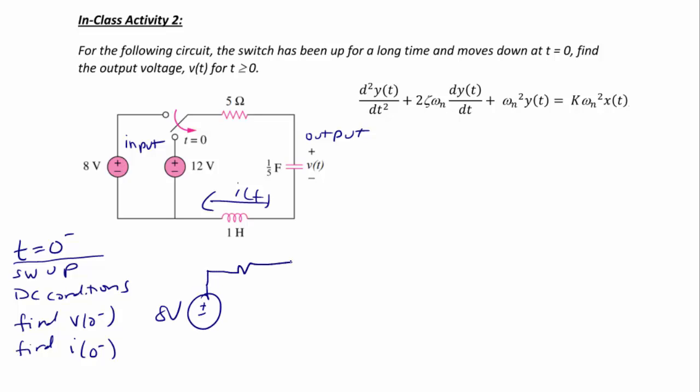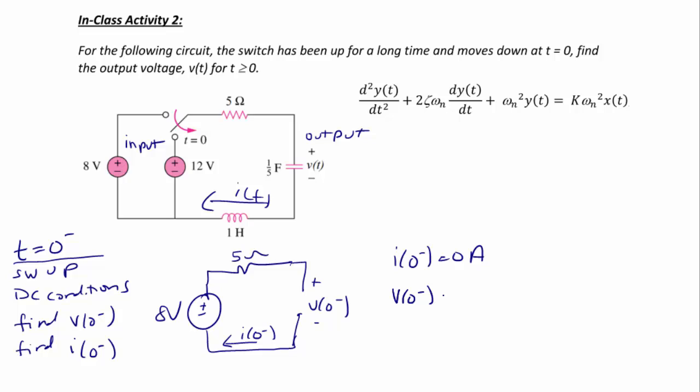the 5-ohm resistor, I have the capacitor modeled as an open circuit because I have DC conditions, and I have the inductor modeled as a short circuit because I have DC conditions. So here I have I of 0 minus, and here I have V of 0 minus. So I know that the initial current through the inductor, because I have an open circuit, is 0 amps. And because I have the open circuit, the initial voltage across the capacitor is actually the same as the voltage source. So that's 8 volts.